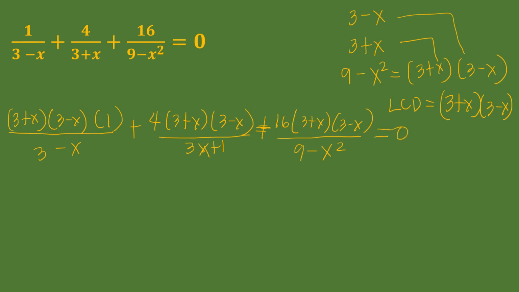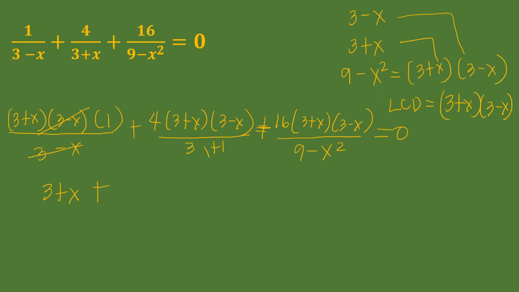Note, we cancel this given factor, which is 3 minus x, 3 minus x. What remains will be 3 plus x times 1 is 3 plus x plus, okay, so cancel this 3 plus x. Okay, this is your 3 plus x. So let me erase that one.